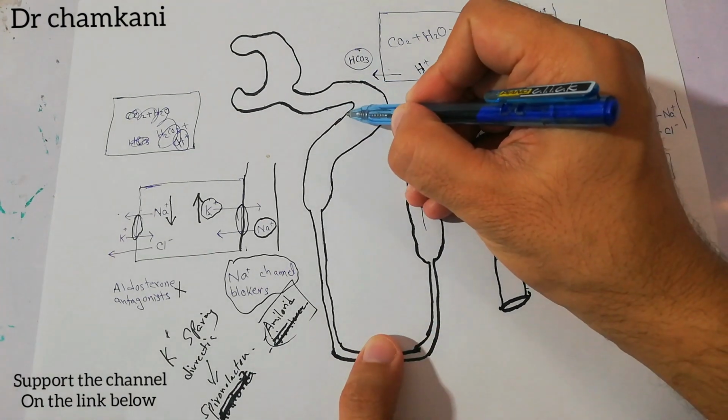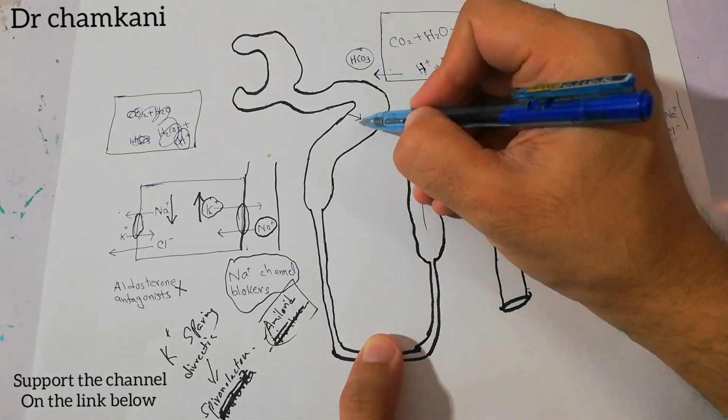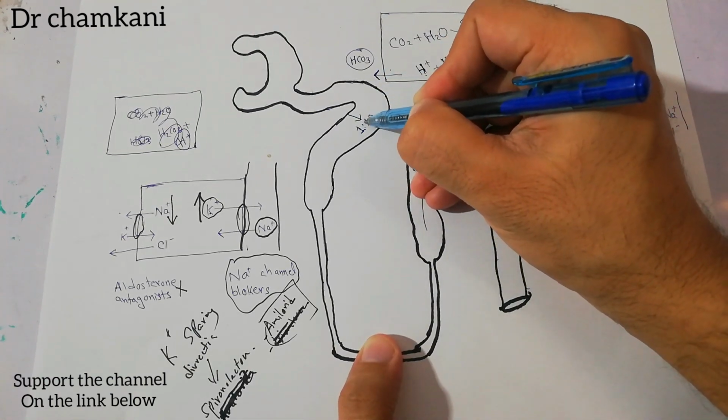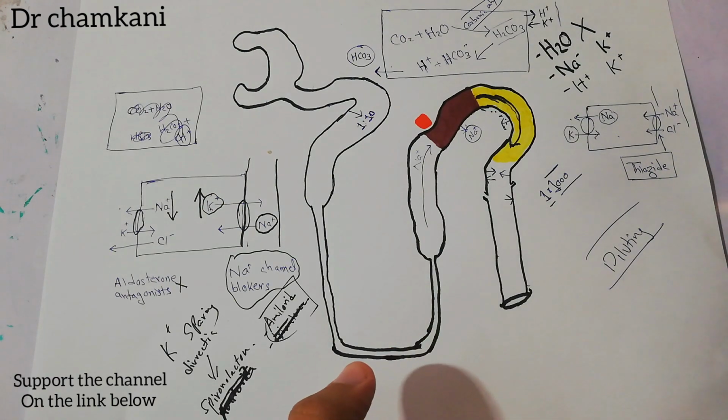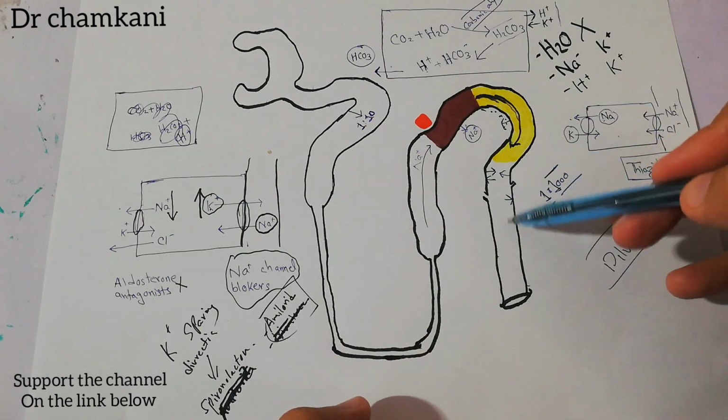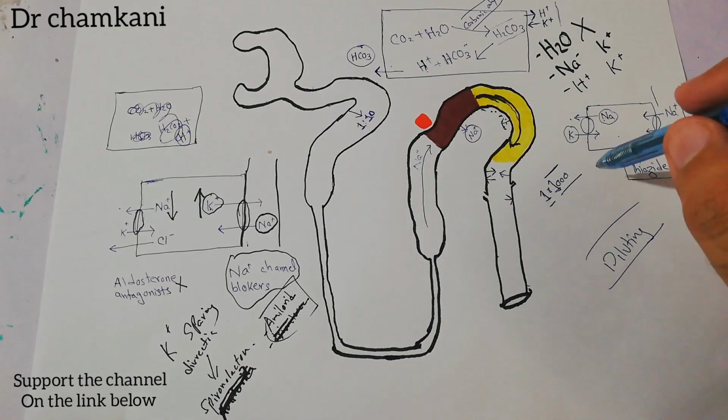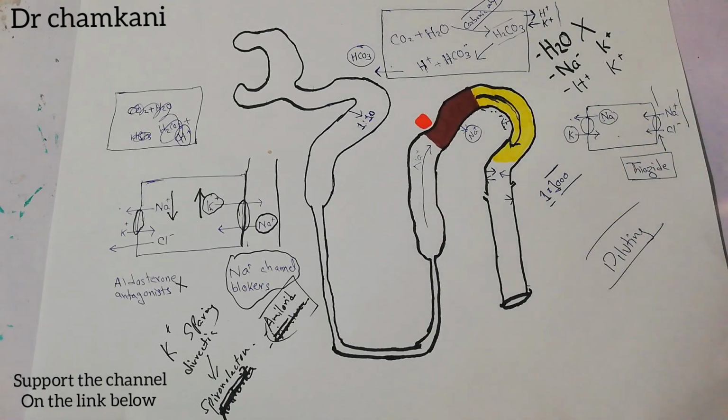Hydrogen was also secreted in the proximal tubule, but there the concentration ratio was only 1 to 110. So the gradient was not that much different. Here the secretion of hydrogen is against a very big gradient, and against very high concentration of hydrogen that is already present in the tubule. So this helps in the maintenance of acid-base balance. So that's the role of intercalated cells that are present in the late distal tubule and cortical collecting tubule.